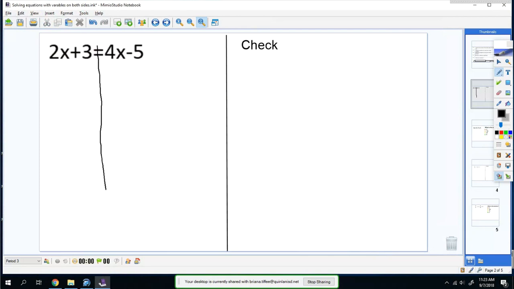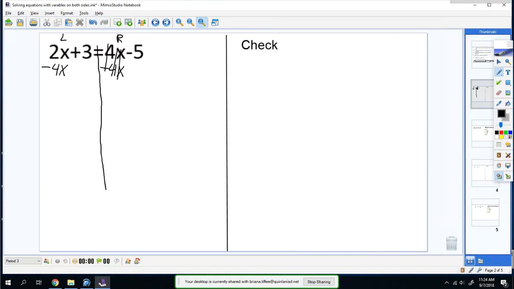So right now I have a variable on the left and the right. So what I'm going to do is get rid of the 4x. This is positive 4x, so I have to subtract 4x to get rid of it. When I subtract 4x from the right, I have to subtract 4x from the left. That means I subtract 4x from the 2x. You do not subtract it from the 3.